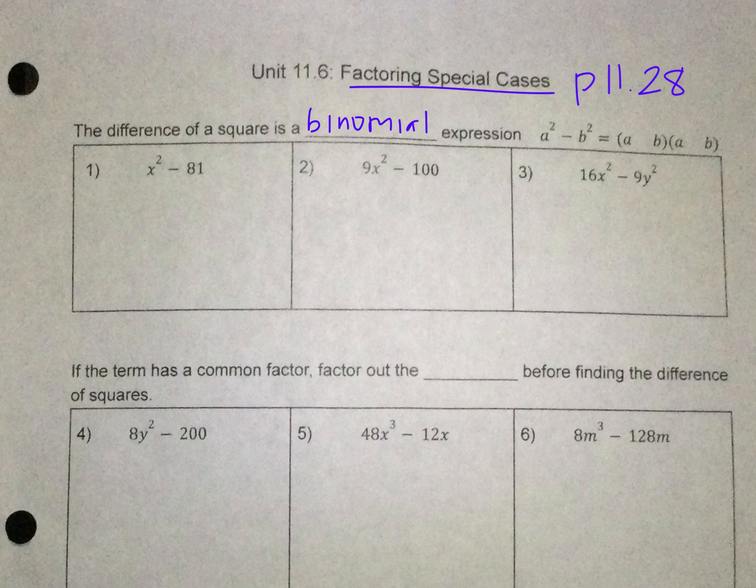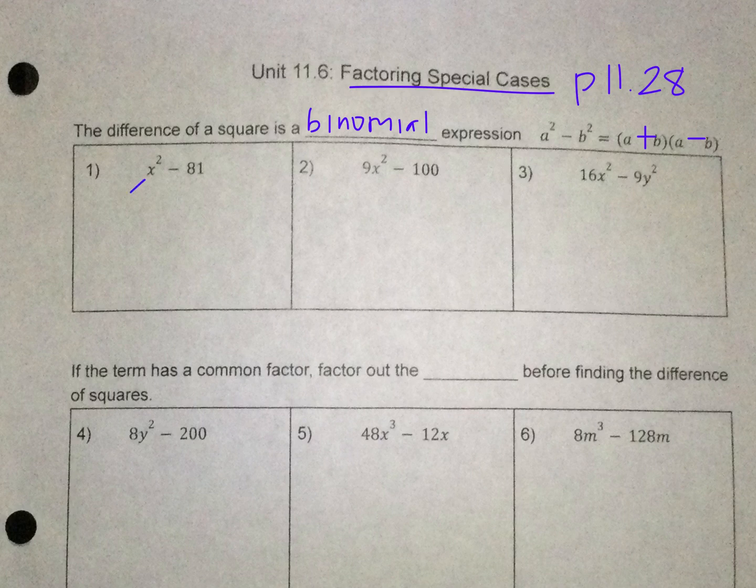A squared minus B squared. And when it's like that, it's going to be A plus B and A minus B. That's what your answer will look like.